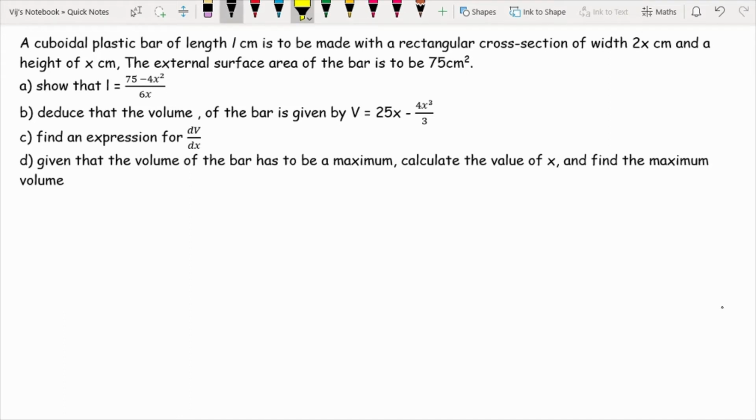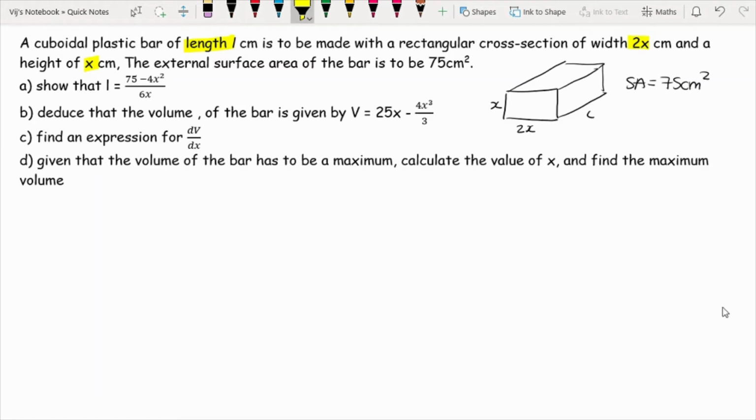So the first thing we need to do in this question, it's quite rare that there isn't a diagram, so let's start off by drawing an image of what this plastic bar is going to be. I'll try and do my best to make it look like a cuboid. Reading the information from this question, we've got that the bar has a length of L. So this here is going to be L, and it's got a cross-section with a width of 2x and a height of x. So this is going to be 2x and this is going to be x. And we know that the surface area is equal to 75 centimeters squared.